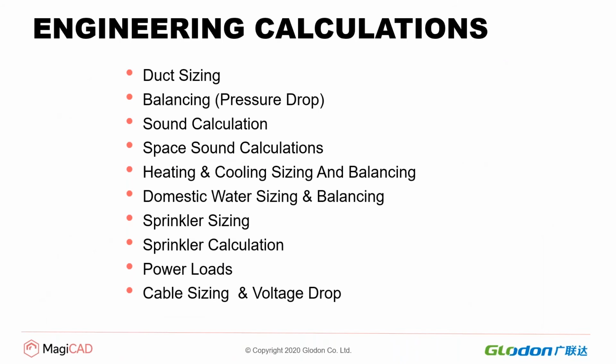When it comes to engineering calculations, MagiCAD supports a lot of engineering calculations with local and international standards. The calculations we can do are duct sizing, balancing, pressure drop calculations, the sound calculation and the space sound calculation. These four are for the ACMV systems. When it comes to piping, we can do heating and cooling sizing and balancing, domestic water sizing and balancing, and the sprinkler sizing and sprinkler calculations.